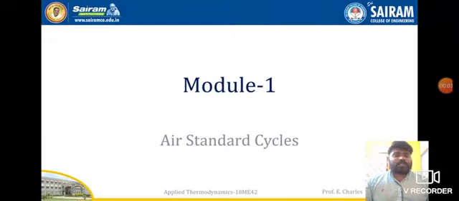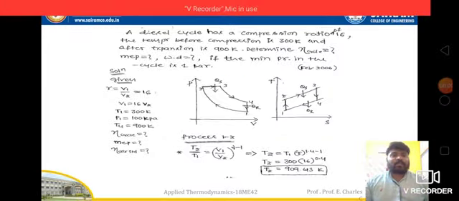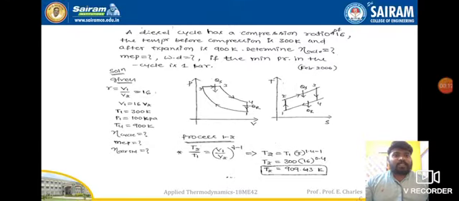Hello students, so in this video I am going to solve one more numerical under diesel cycle. So let us see the problem. A diesel cycle has a compression ratio of 16. The temperature before compression is 300 Kelvin and after expansion is 900 Kelvin. Determine cycle efficiency, mean effective pressure, work done if the minimum pressure in the cycle is 1 bar.